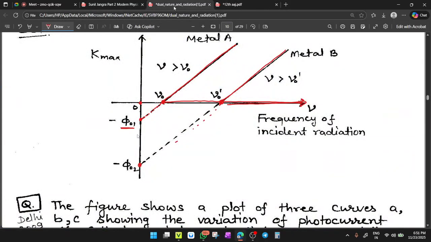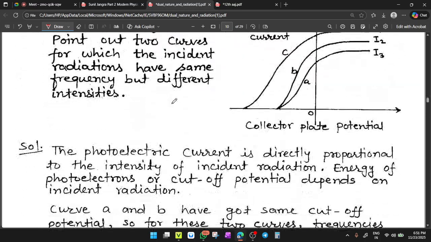So for two metals, there are two work functions, phi naught 1 and phi naught 2. Done this question. Now, next question.